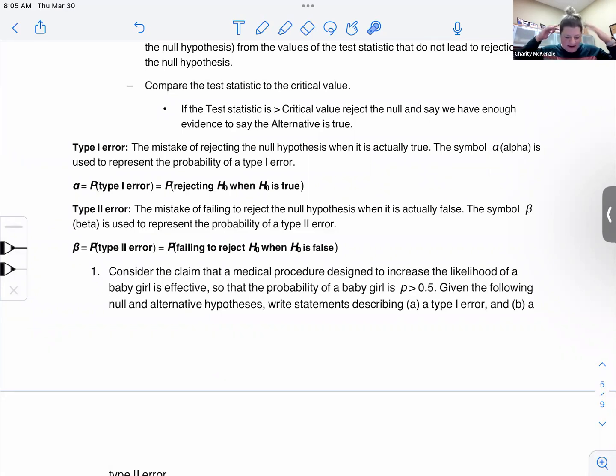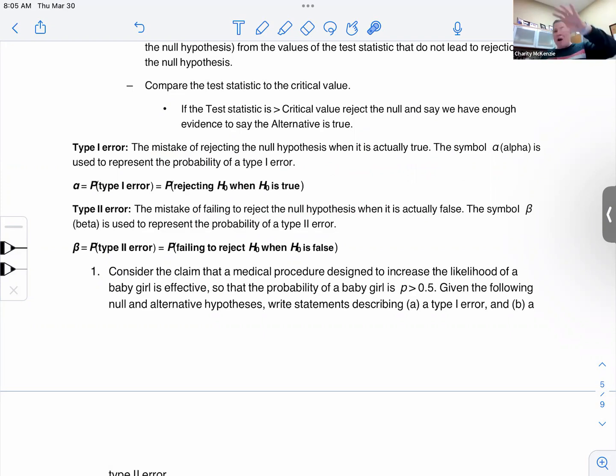I wrote it. I was like, wait, I'm sorry. I was reading this one after reading this one, and then I was like, wait, that's not right. The mistake of rejecting the null when it's actually true. I was like, we can't reject the null and then it's not true. Like that's the same. Anyway, okay. Say it again, Charity.